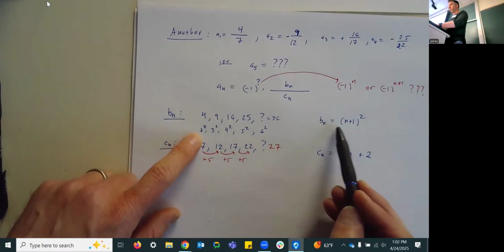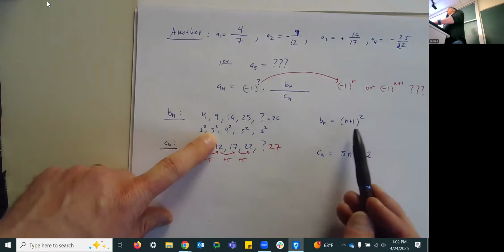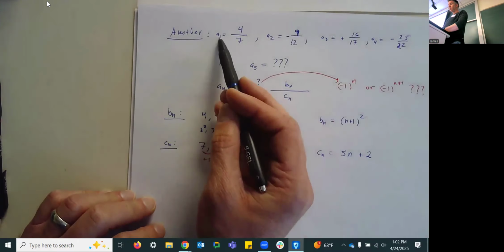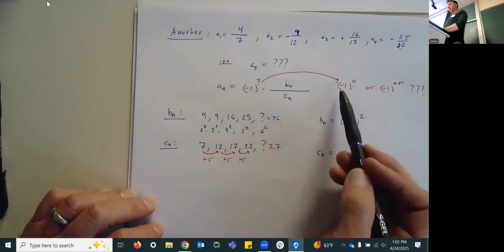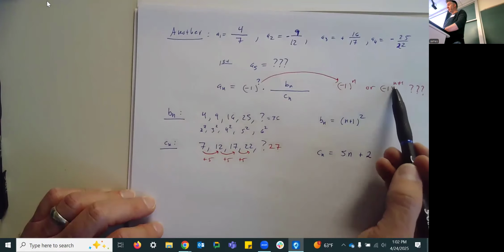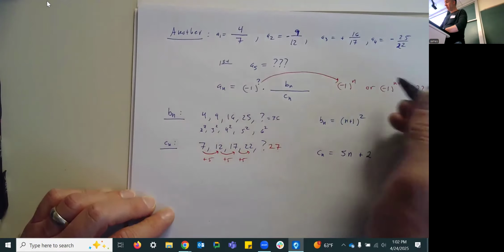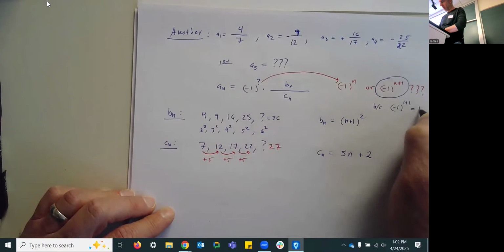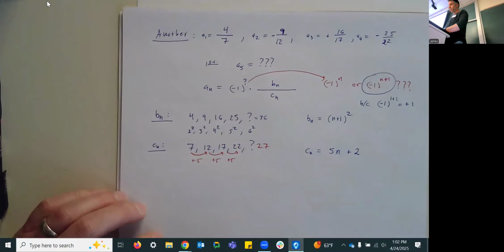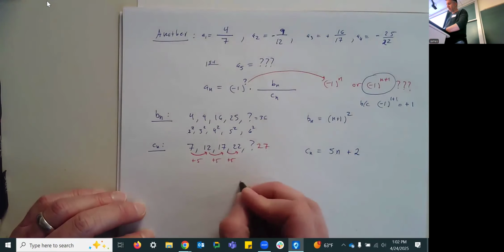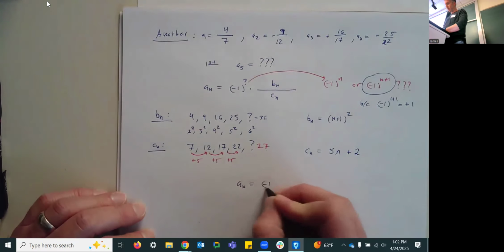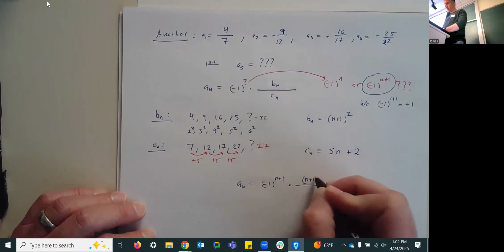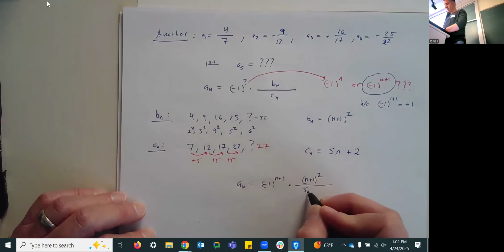If n is 1, I get 1 plus 1, which is 2 squared. Oh yeah, if n is 2, I get 2 plus 1, which is 3 squared, and so on. And then finally, which of these is it going to be? Well, my a sub 1 should be positive. If I plug in 1 here, negative 1 to the 1 is negative. If I plug in 1 here, negative 1 to the 1 plus 1 is positive. So it's going to be this one, because negative 1 to the 1 plus 1 is positive 1. So putting these 3 pieces together, my actual formula should be negative 1 to the n plus 1 times my b sub n, which is n plus 1 squared, over my c sub n, which is 5n plus 2.